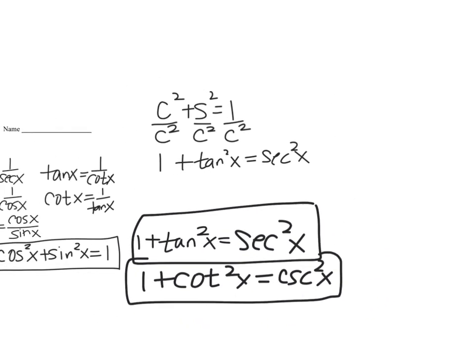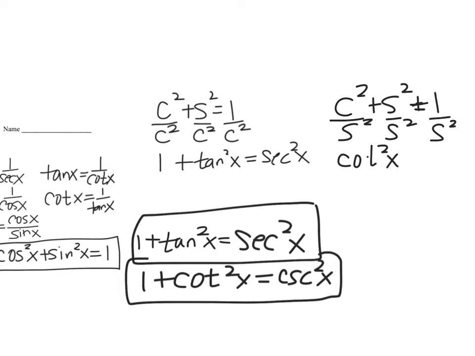And then the other one would be take cosine squared plus sine squared equals 1, sorry, and divide everybody by sine squared instead. So if you divide everybody by sine squared, you'll get the other trig identity. So what's cosine squared over sine squared? That's cotangent squared. And sine squared over sine squared is 1. And 1 over sine squared is cosecant squared. So that would be this one right here.